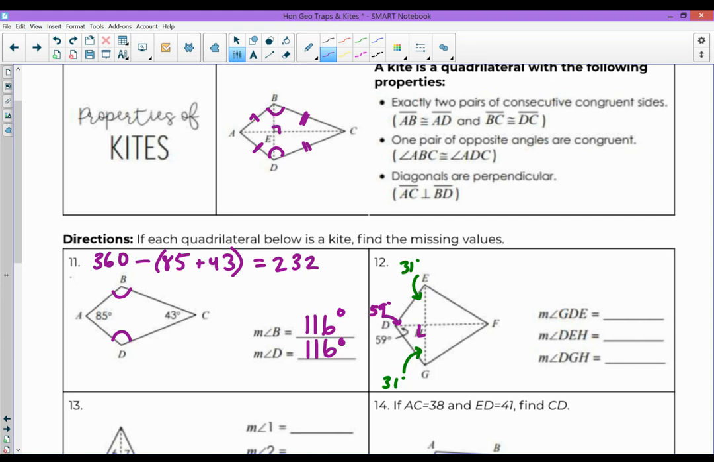So now let's see what angles we are looking for. So the measure of angle GDE. GDE. So that's this whole angle here. So if I just added 59 and 59, that would give me 118. And the measure of angle DEH. DEH, 31, we found that already. DGH, we found that already. Look at us. Who would have thought? Look at us.